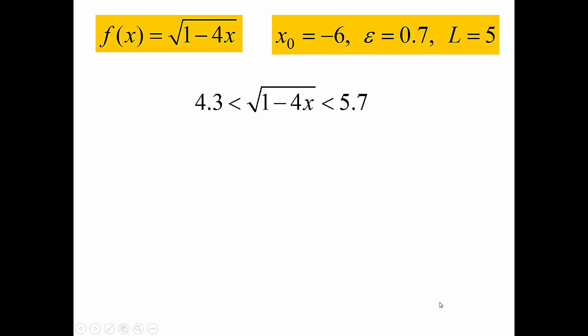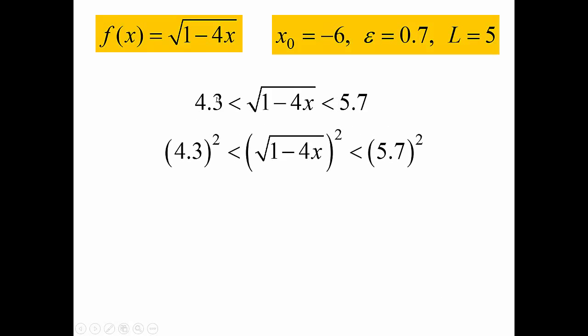Continuing right along, I probably would take square roots of every single piece next. After I square root, I get 18.49. The square root and the square cancel. I said square root, I'm squaring, you know what I mean. So I square everything.